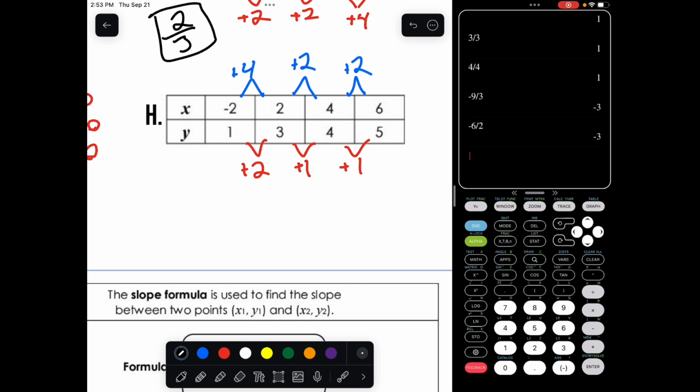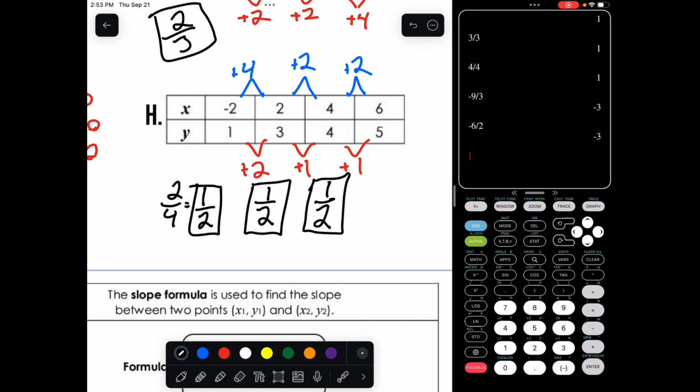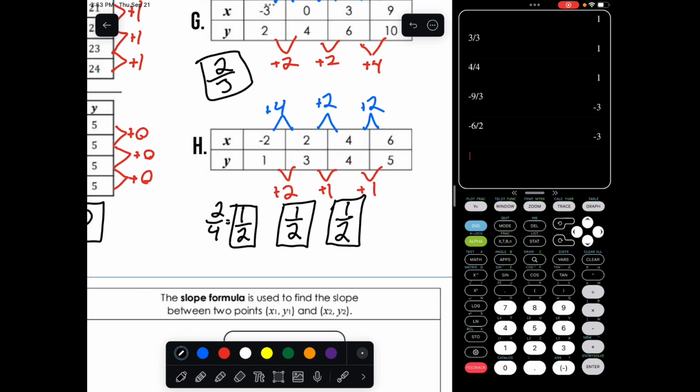My y over my x, 2 over 4. That reduces down. 2 goes into both of those numbers. 2 goes into 2 once. 2 goes into 4 twice. So that's 1 over 2. My next point, it's my y over my x, so I just have 1 over 2. That doesn't reduce. It's 1 over 2. My last point, my y over my x, also 1 over 2. So my slope equals 1 over 2.